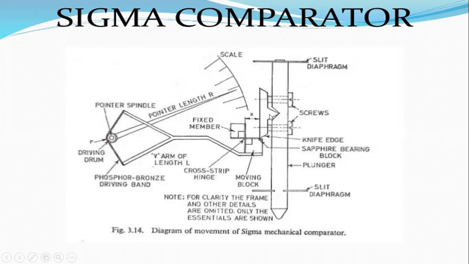And the knife edge is moved when the plunger is moved in the linear direction, on the upward movement. So any deflections can cause the plunger to move in the upward direction, and this moves the knife edge, which is attached to the cross strip hinge.